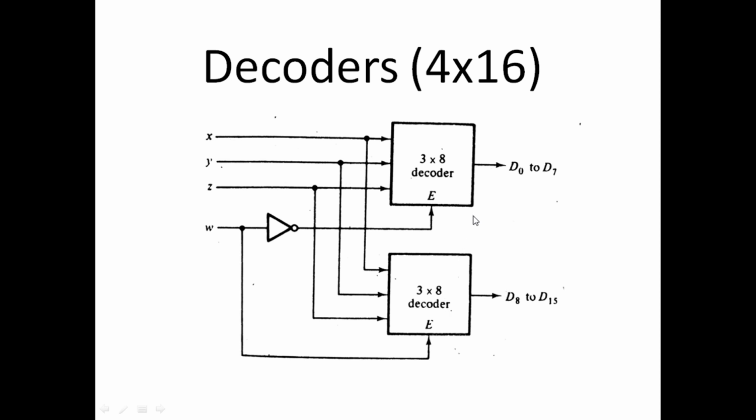So in reality, these 4 lines would select any of these 16 outputs. So we have 4 inputs, and one of these 16 outputs is selected. So we have a 4 to 16 line decoder.